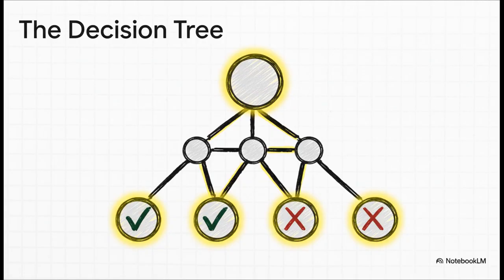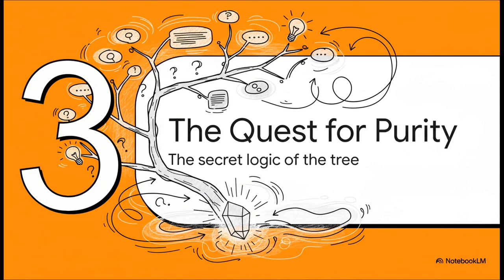And what we've just built, this simple flowchart of questions, well, that's it. That's a decision tree. That very first question we asked, that's called the root node. Every yes or no path you follow is a branch. And those final endpoints where we land on approved or rejected, those are the leaf nodes. See? Super intuitive.